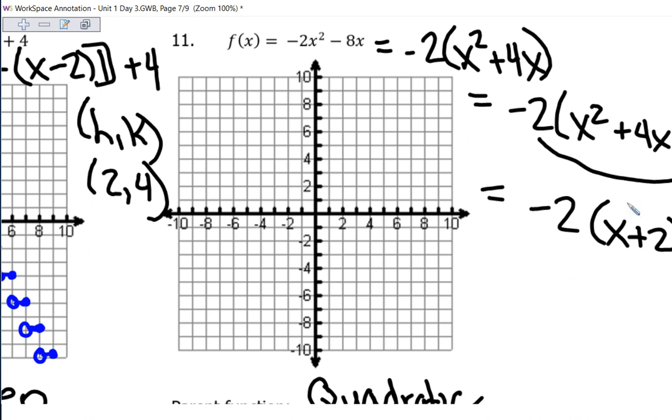Now we can graph this easily with HK. -2, 8. So -2, 8 is our starting point. And will this parabola open upward or downward? Downward.